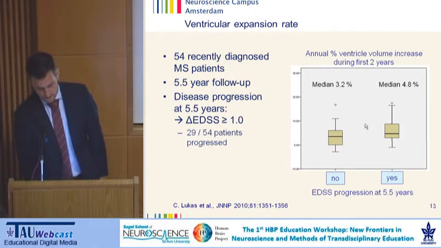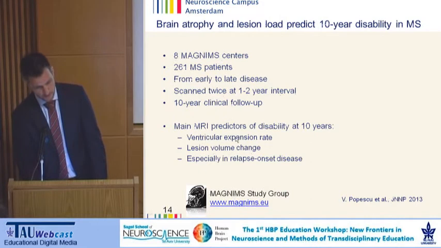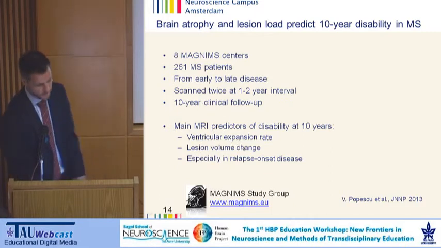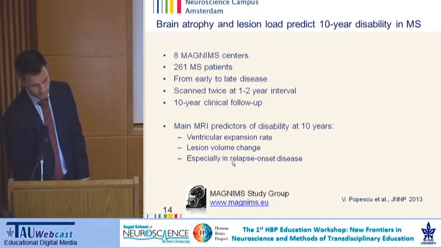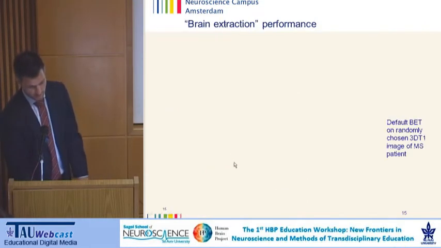And we found that this was a predictor for clinical progression 5 years later. And we repeated that in a large multi-center study with nearly 300 MS patients with a longer 10-year follow-up, and again found that expansion of the ventricles and change of lesion volumes were predictive of late disability progression.